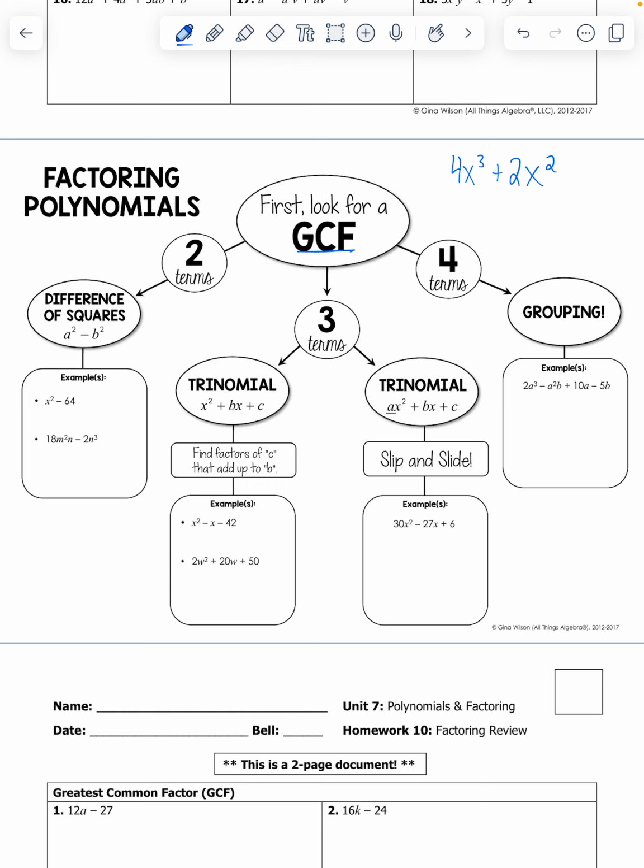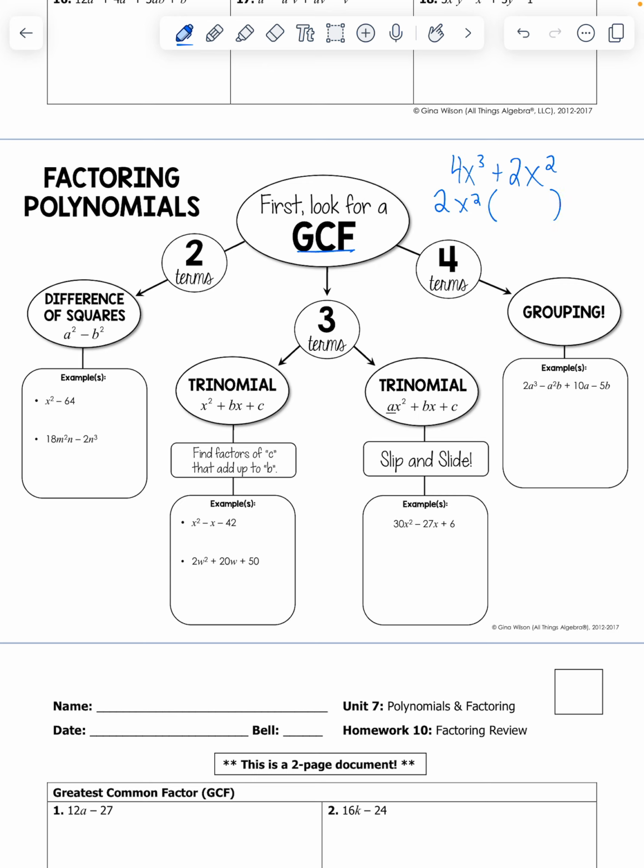do is look at all the terms and think to yourself, is there anything that I can take out from everything? Look at the 4 and the 2. I can take a 2 out from both of those. That's the greatest common factor of 2 and 4. And then x to the third versus x squared, I can take an x squared out of both of those.